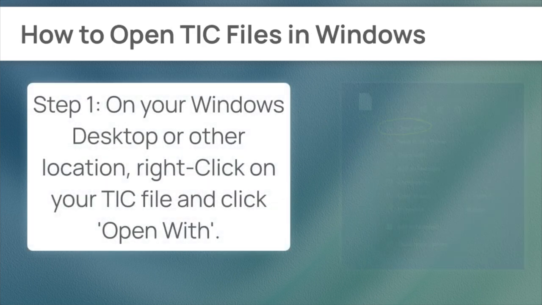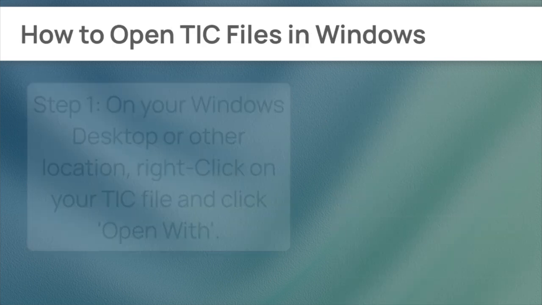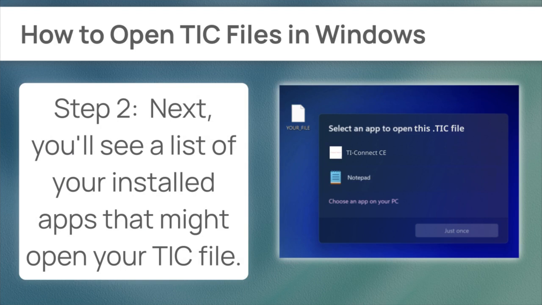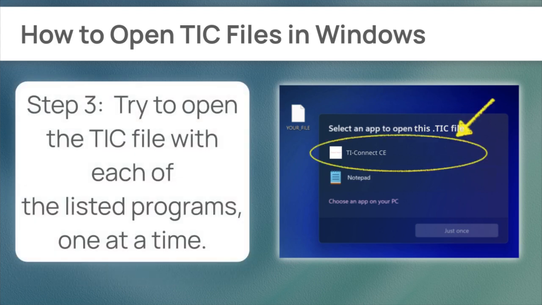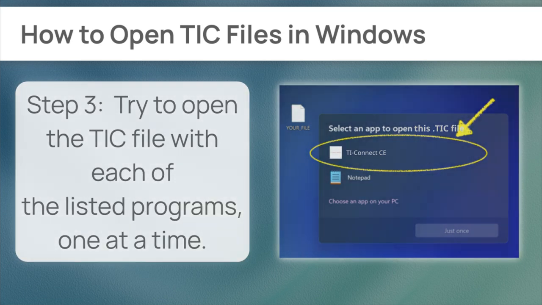Open the menu by right-clicking your TIC file and choosing Open With. Test TI Connect CE if it's there. If it's absent, select another application. Different apps handle the TIC file differently.